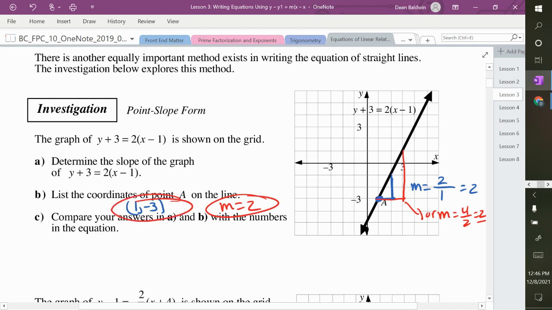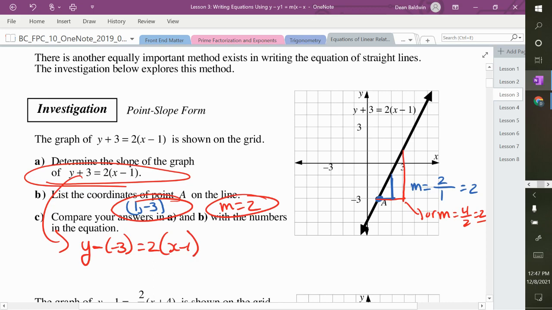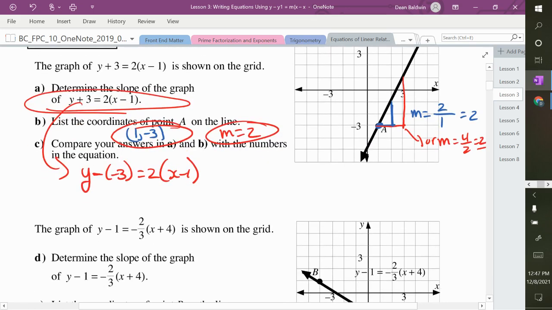Do you see those numbers in that equation? Where are they? -3 is not in there, is it? It is, but it's hidden. Yes, because I can rewrite this as... okay? Because if you're subtracting a negative, that's just adding a positive, okay? So it's still there. So we have all the numbers. This is a different form of the equation.